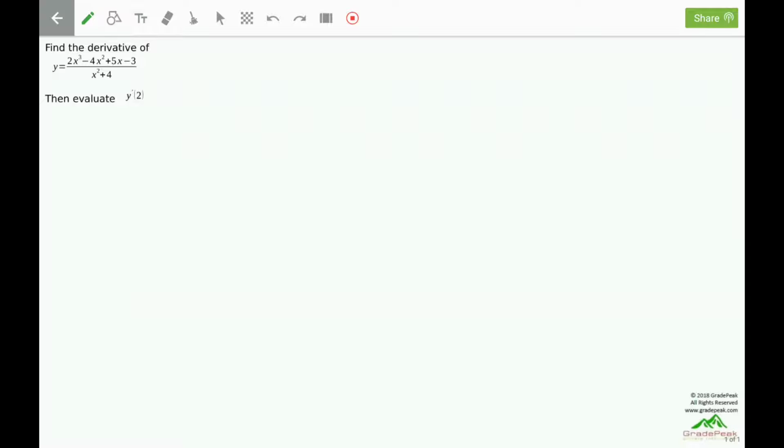Find the derivative of y equals (2x cubed minus 4x squared plus 5x minus 3) all over (x squared plus 4). Then evaluate y prime of 2. Y here is the quotient of two separate expressions, 2x cubed minus 4x squared plus 5x minus 3 over x squared plus 4. We're therefore going to use the quotient rule for the derivative.